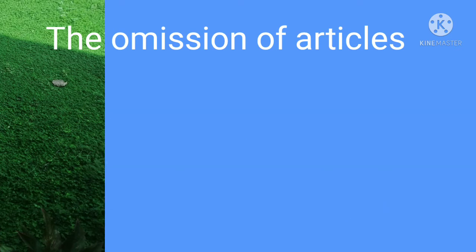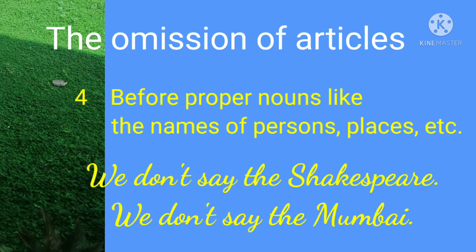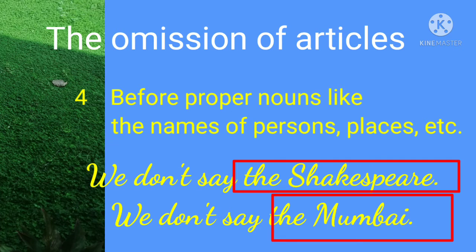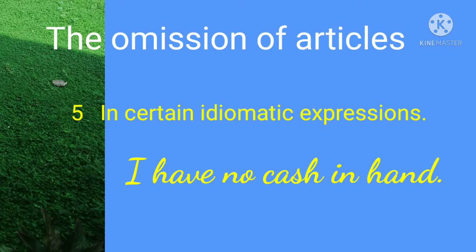Next one, before proper nouns like the names of persons, places, etc. We don't say the Shakespeare. We don't say the Mumbai. So before such proper nouns, no article is required. Next one, in certain idiomatic expressions. For example, I have no cash in hand.